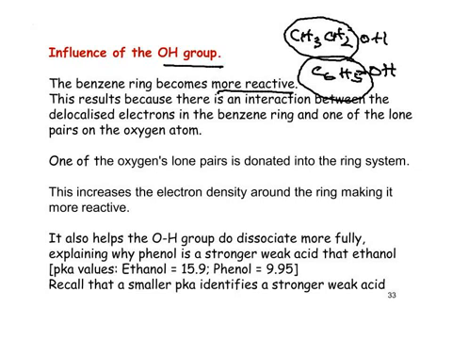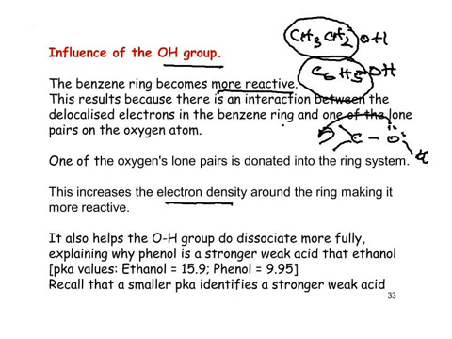This results because of an interaction between the delocalized electrons in the benzene ring and one of the lone pairs on the oxygen. When you've got that C-OH bond, there are 2 non-bonding electron pairs on the oxygen. One of the oxygen lone pairs is donated into the ring, so you can visualize, if this is the ring here, they are donated into the ring. And this increases the electron density even more around the ring, making it even more reactive, even more electron rich, attracting electrophiles even more strongly.